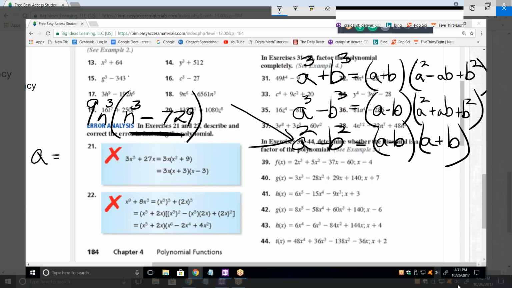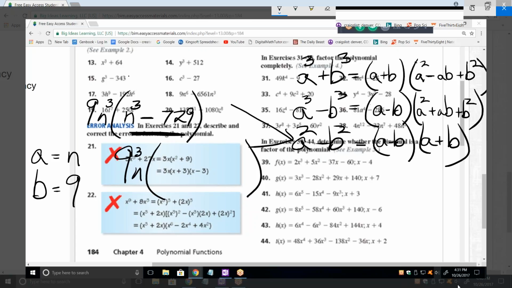What's A? n. What's B? Nope, that's not right. Again, 729 raised to the 1/3 power. So it's 9. All right. Now put this in its final format. There's the front. What's n cubed?